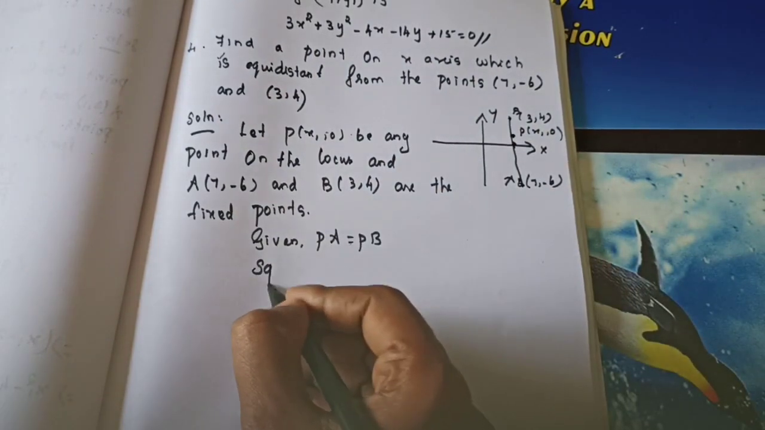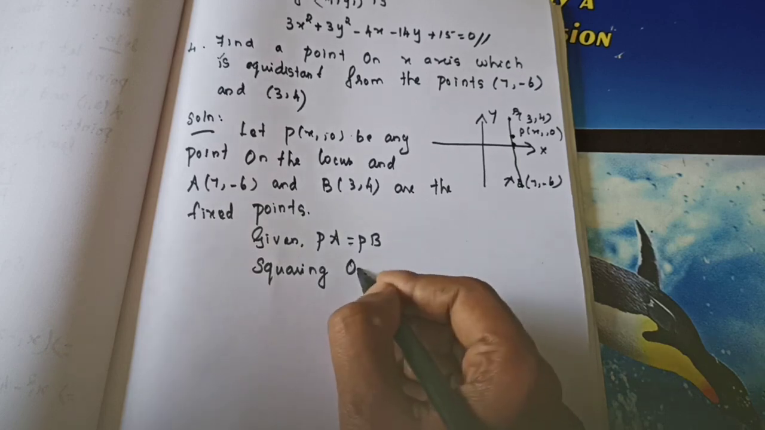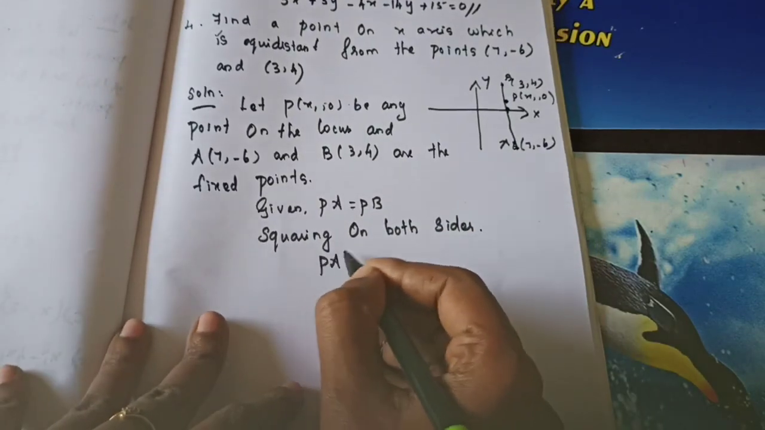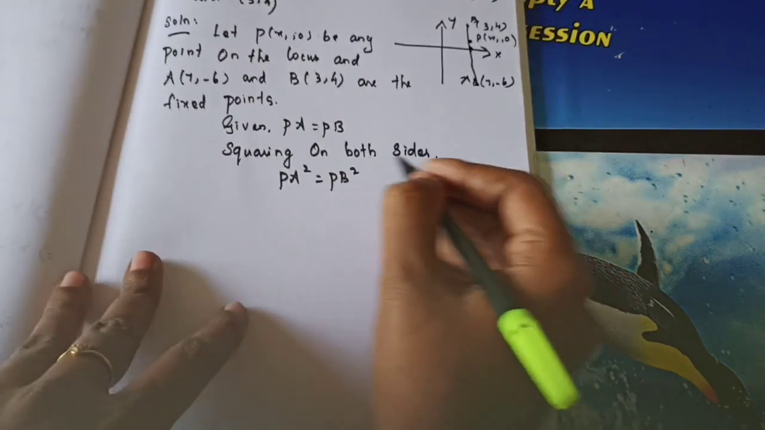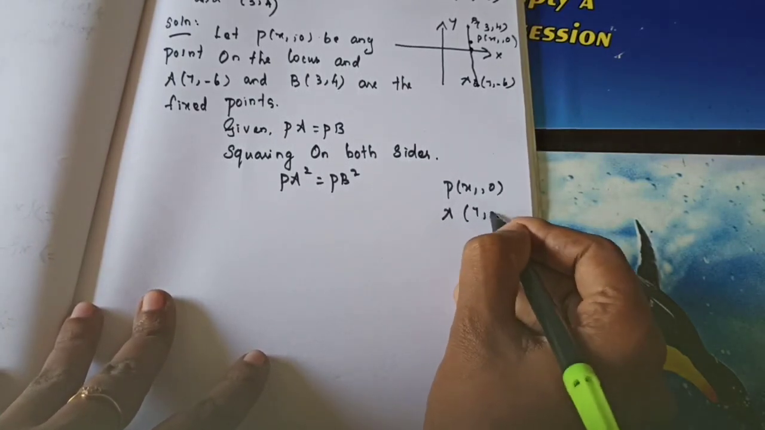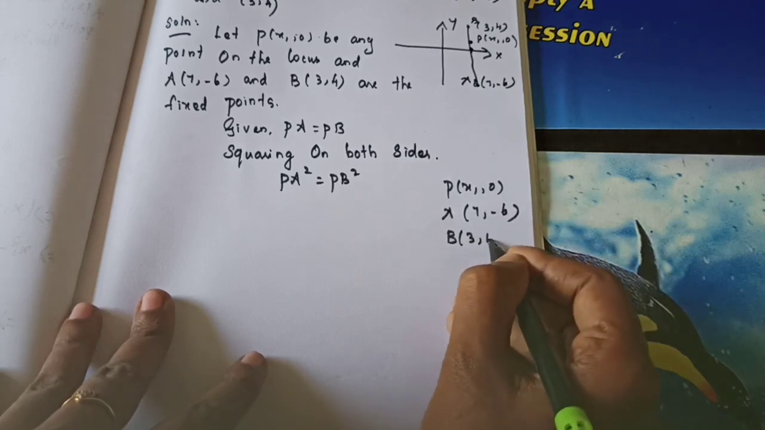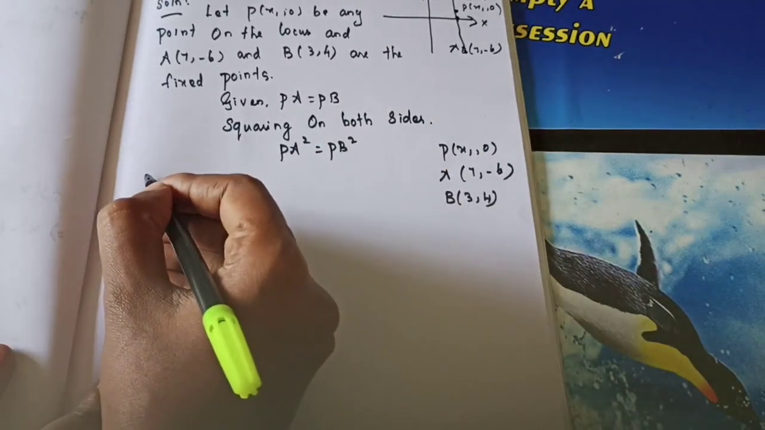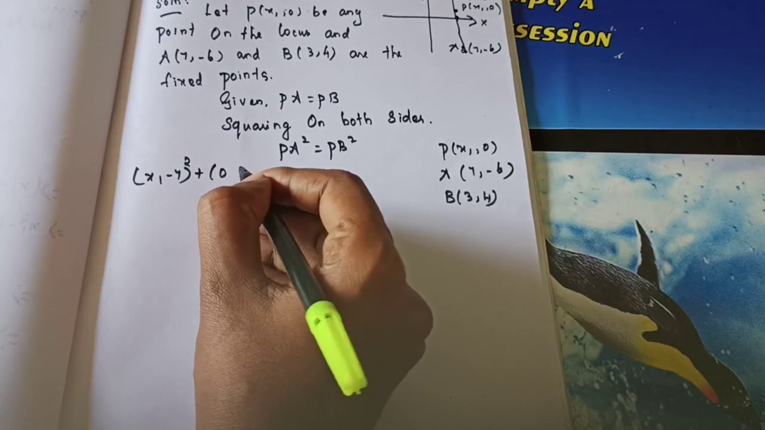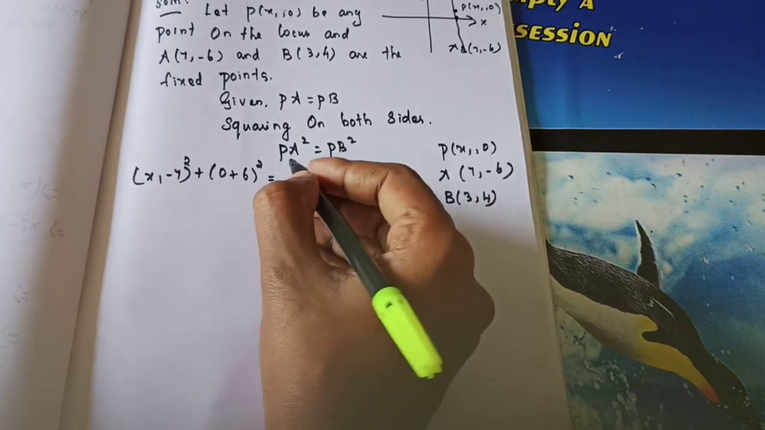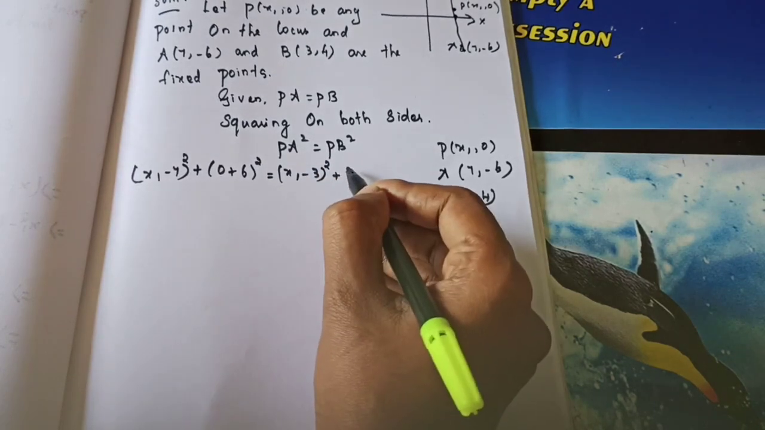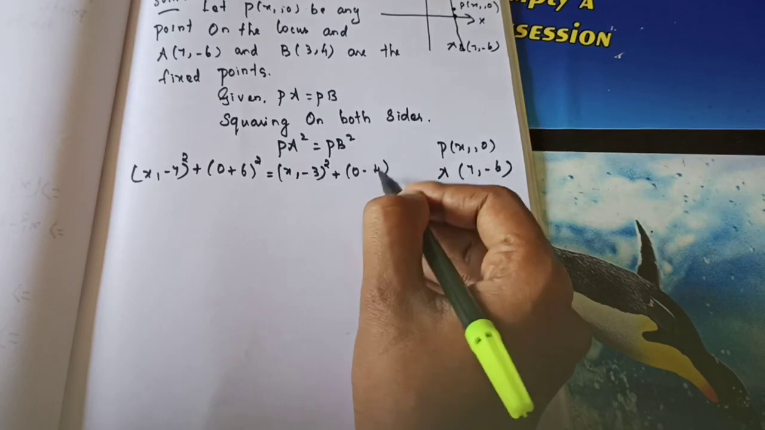Now square on both sides. What will happen? PA square is equal to PB square. P is x1, 0. A, the point is 7, -6. B, the point is 3, 4. Now substitute here: (x1 - 7) the whole square plus (0 - (-6)), so plus 6 the whole square, is equal to (x1 - 3) the whole square plus (0 - 4) the whole square, correct?